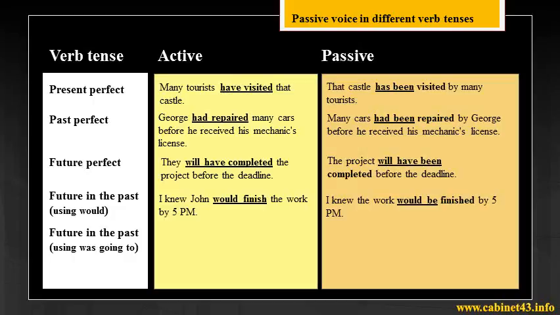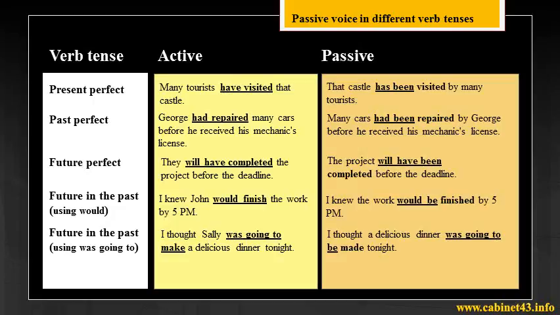Future in the past, using was going to. I thought Sally was going to make a delicious dinner tonight. I thought a delicious dinner was going to be made tonight. Used to. Jerry used to pay the bills. The bills used to be paid by Jerry.